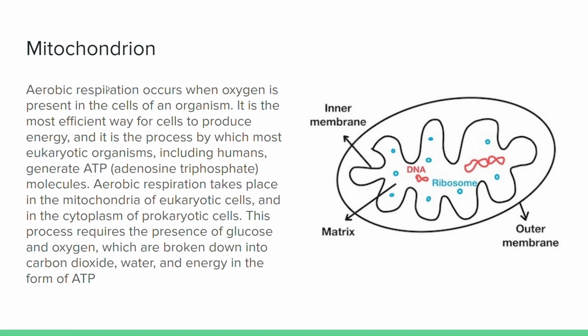So aerobic respiration occurs when oxygen is present in the cells of an organism. It is the most efficient way for cells to produce energy, and is the process by which most eukaryotic organisms, including us humans, generate ATP, which is the energy currency of cells.